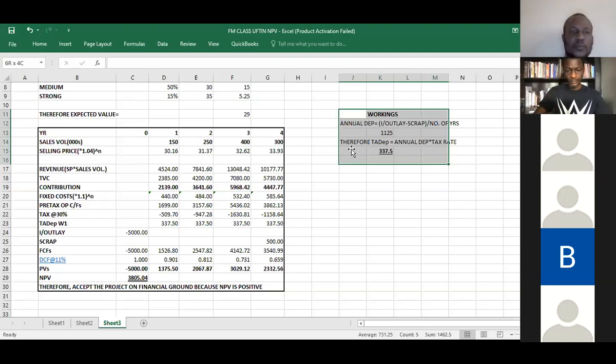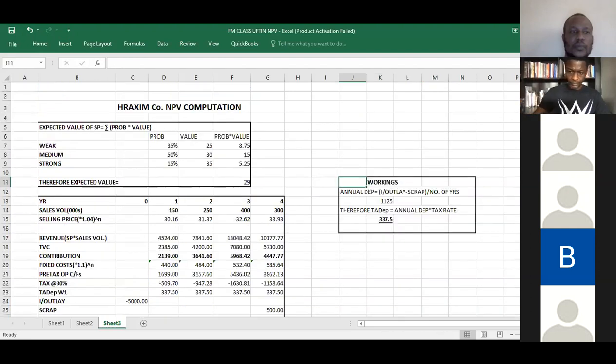So we have everything we want. Now with that, we are done with this. We can go to do our sensitivity analysis.